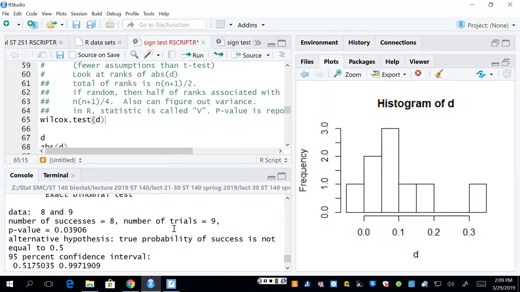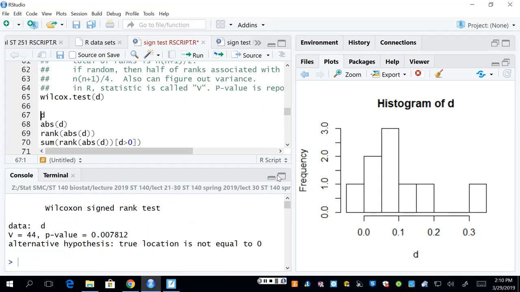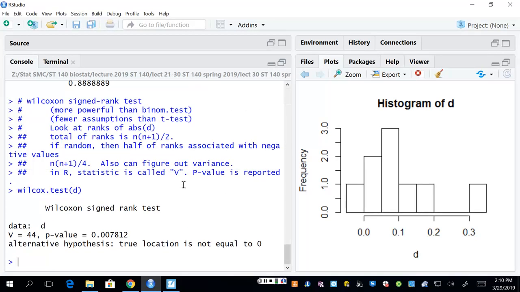So remember our values of D, these were our things here. Are they mostly positive? Yeah, they're mostly positive. There's just a few here. If you run that test, it gives you the Wilcoxon signed rank test output, data, and it gives you some statistic. It adds up the absolute ranks on one side. That's what that number is there. But then it gives you a p-value.